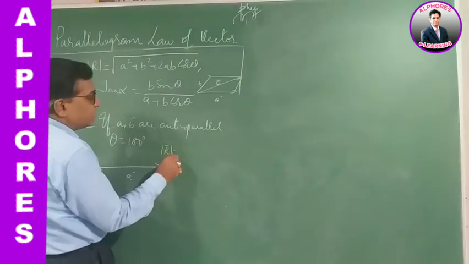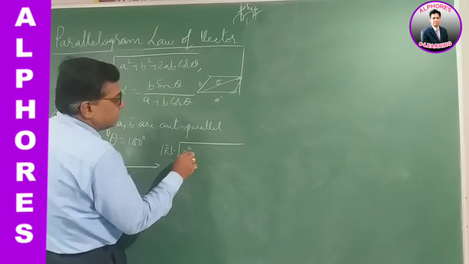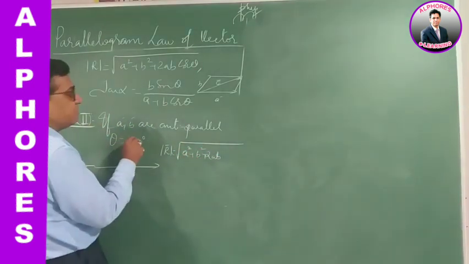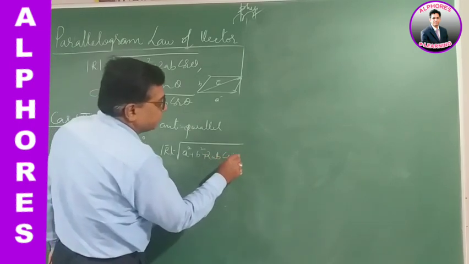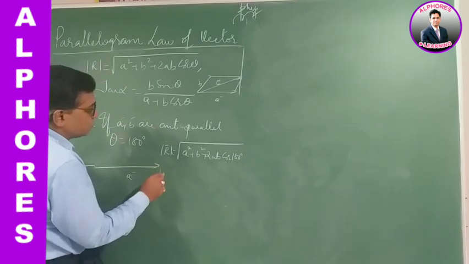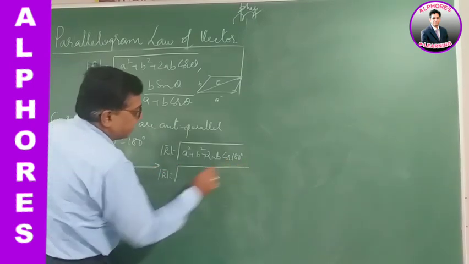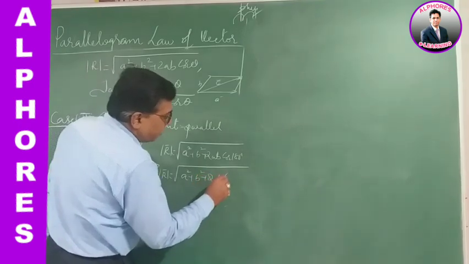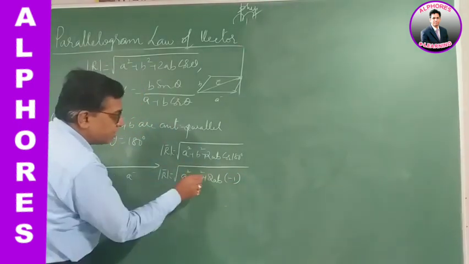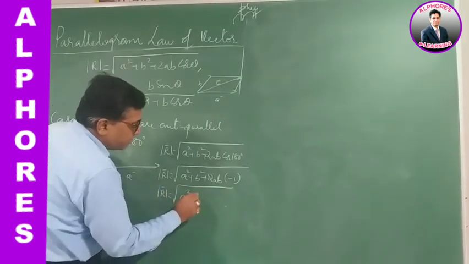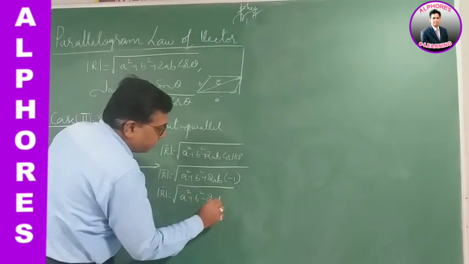We know the magnitude of the resultant is the square root of A square plus B square plus 2AB cos theta. Now theta is 180, so it's cos 180. What is cos 180? Minus 1 according to trigonometry. So mod R is the square root of A square plus B square plus 2AB of minus 1. Multiplying the minus, I get A square plus B square minus 2AB.